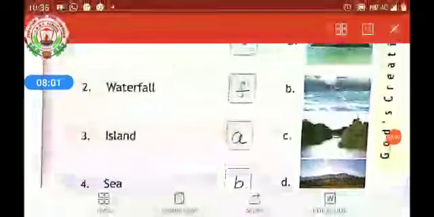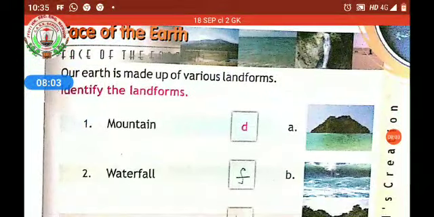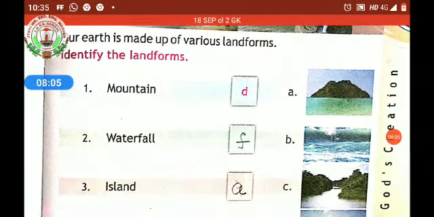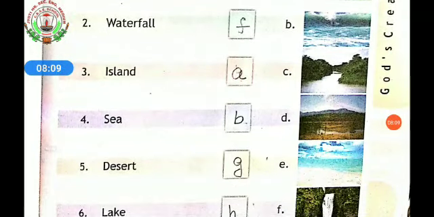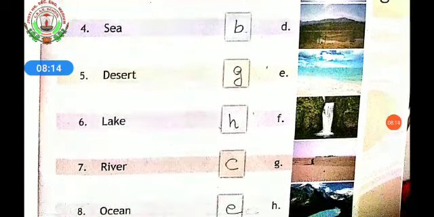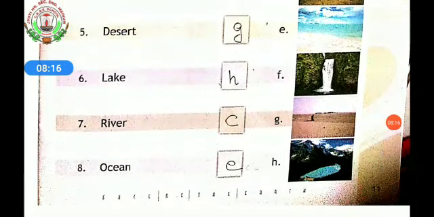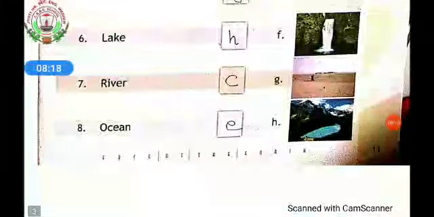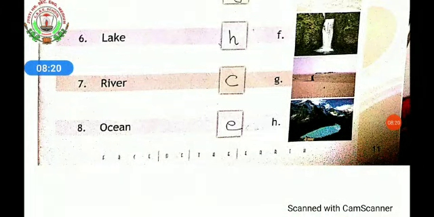So you can see that in the first box we have to write D. Before waterfall you have to write F. Before island you have to write A. Before sea you have to write B. Before desert you have to write G. Before lake you have to write H. Before river you have to write C. And before ocean you have to write E.